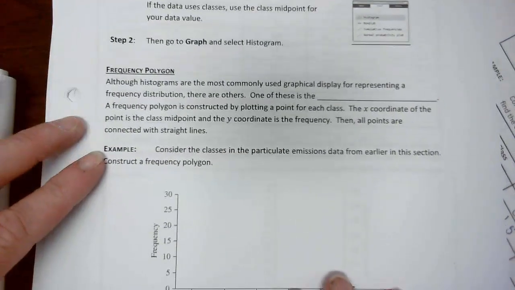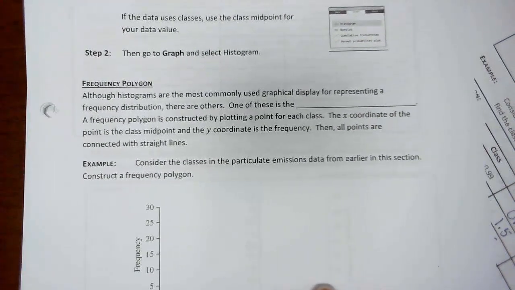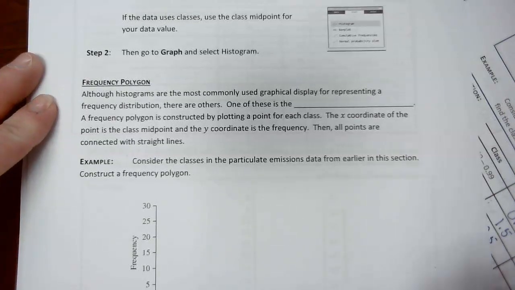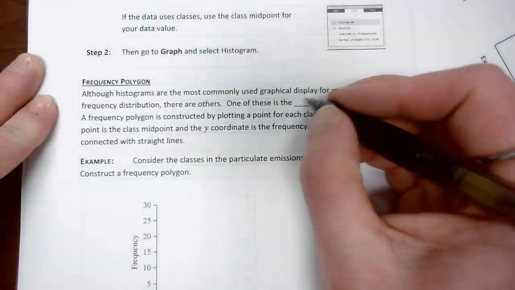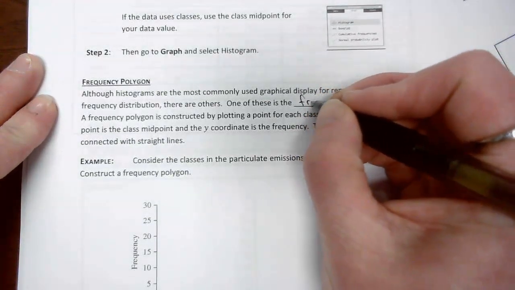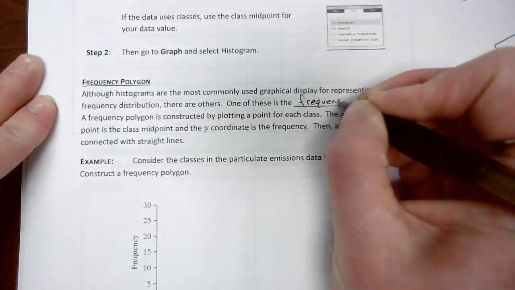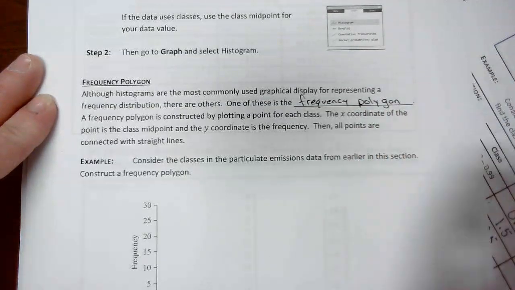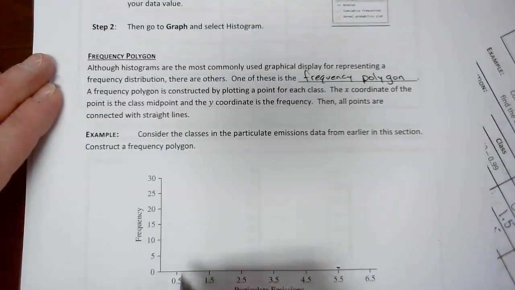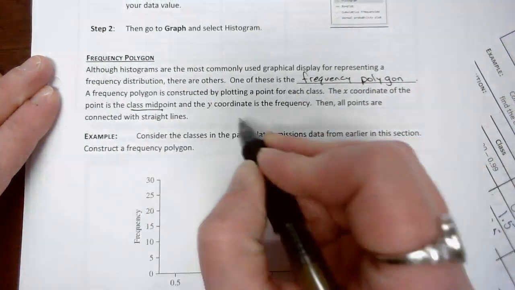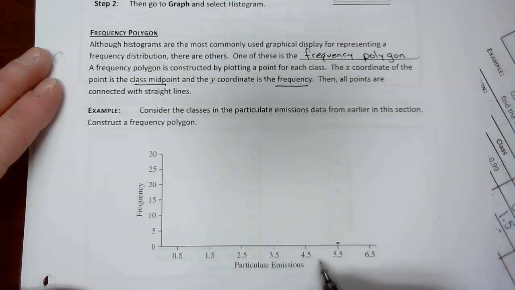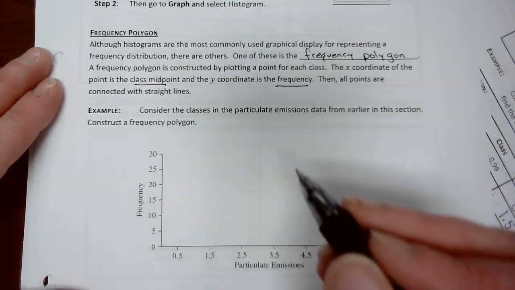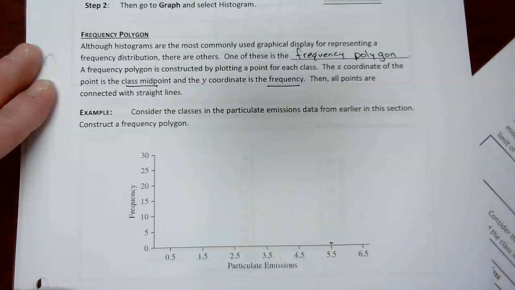Okay, the next thing we'll talk about is called a frequency polygon. Now, histograms are most frequent to use, but another one that we can do is called a frequency polygon. For this one, all we do is plot the points that correspond with the midpoint and the frequency. So the midpoint is going to go across here, and the frequency would be up there.